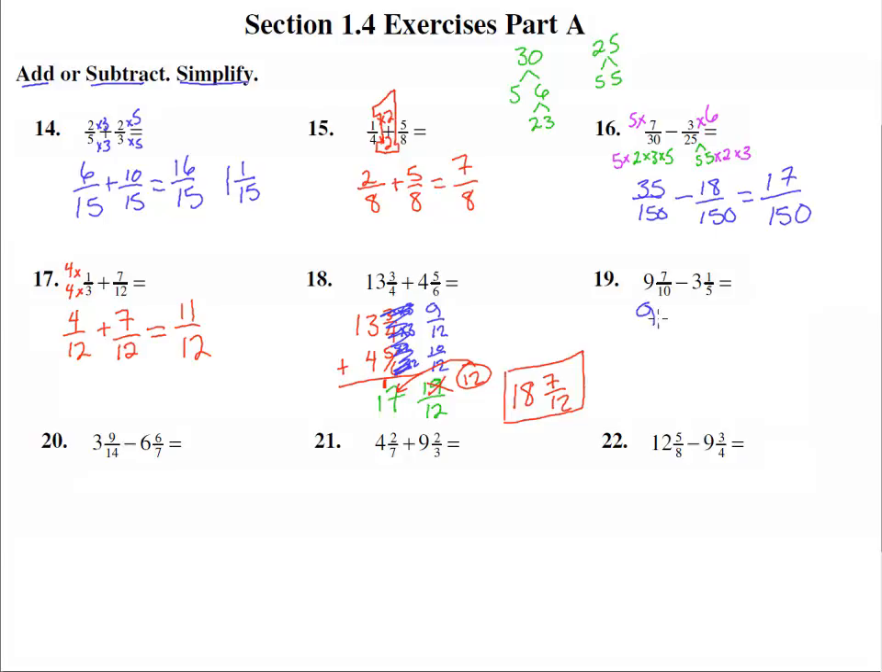9 and 7/10 minus 3 and 1/5. All right, common denominators first. 5 does go into 10, so we can just times by 2 and times by 2, and we get 2/10. So we really have 9 and 7/10 minus 3 and 2/10. Well, 7/10 minus 2/10 is 5/10, and 9 minus 3 is 6.